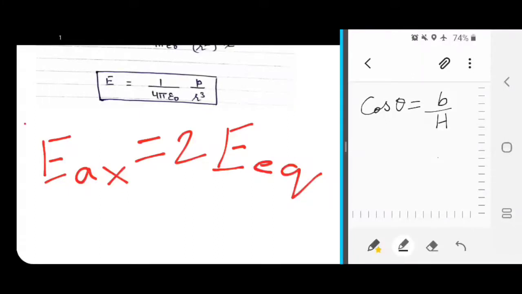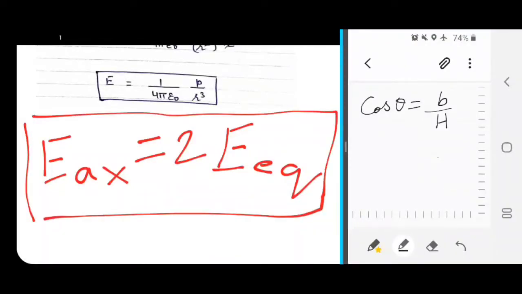So students, this is the topic which we have completed, electric field intensity due to an electric dipole. In our next lecture, we will discuss the torque experienced by an electric dipole in a uniform electric field.